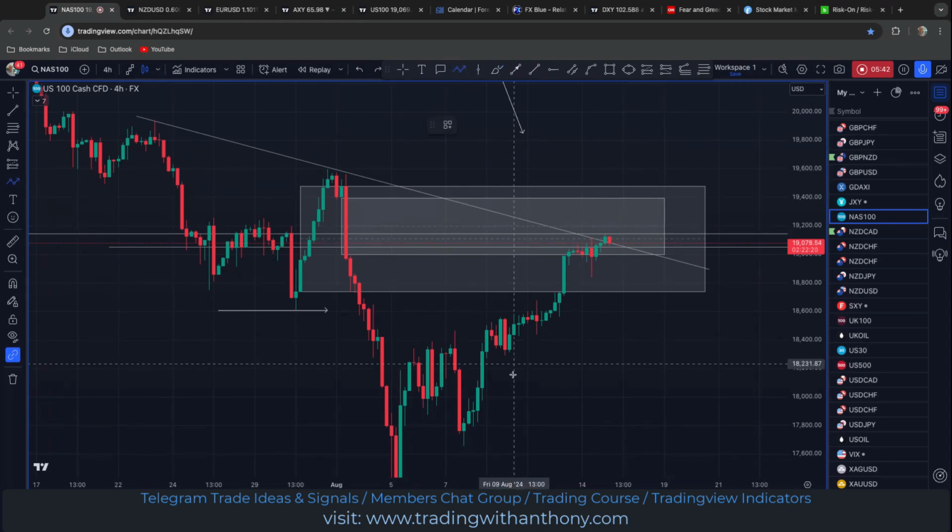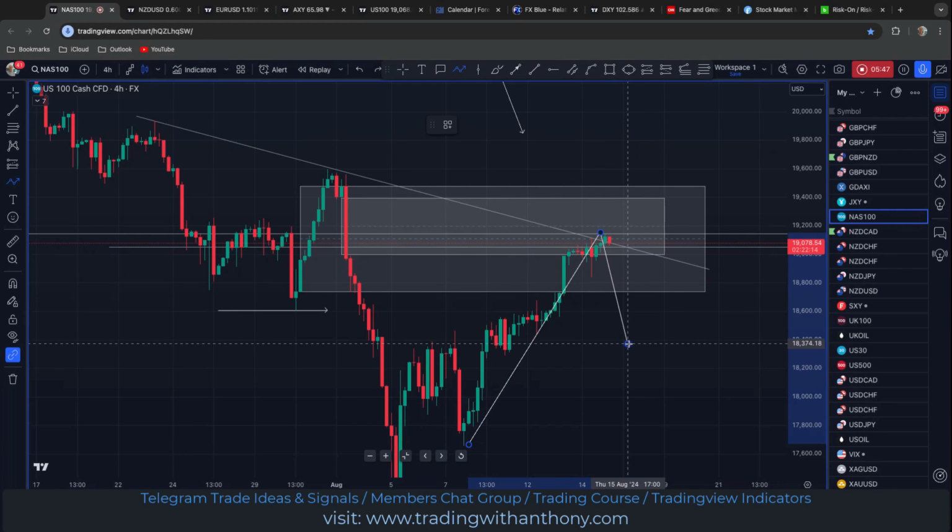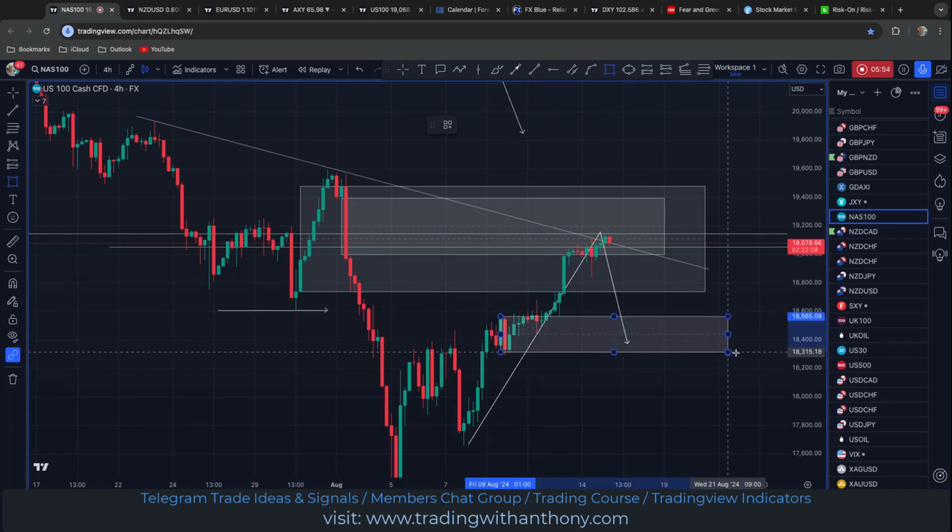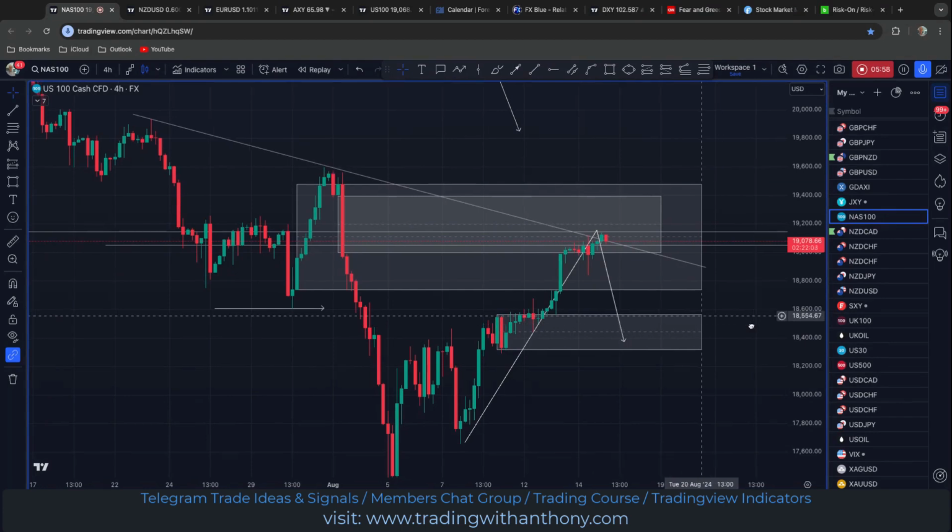Have a look at this previous price swing, low to high, come back down into equilibrium, and we've got this value area down here, potential target for this to retrace into. So that's kind of what I'm looking at. That's what I'm seeing on the chart at the moment.